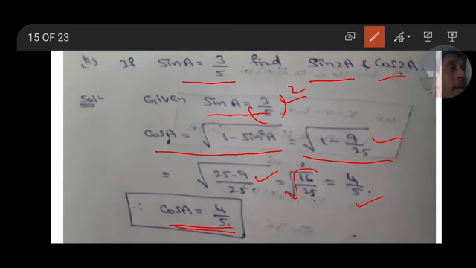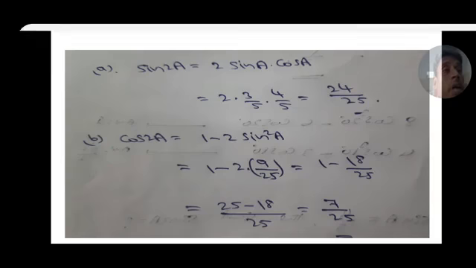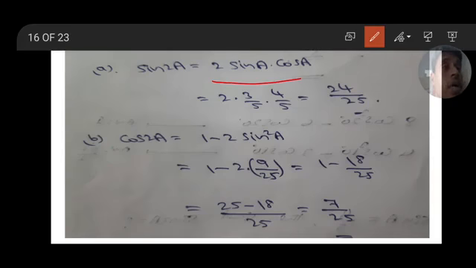Then we need to find sin 2A and cos 2A. What is the sin 2A formula? Sin 2A equals 2 sin A into cos A. That is 2 into 3 by 5, sin A, into 4 by 5, cos A. So 2 into 3 into 4 is 24, and 5 into 5 is 25. 24 by 25 is the sin 2A.